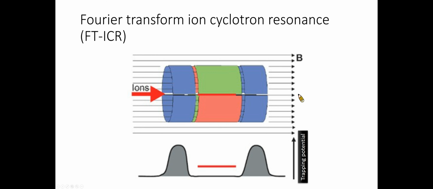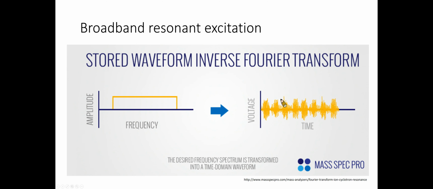Along the magnetic field lines, ions are trapped by an applied electric potential, while on a plane perpendicular to the magnetic field lines, ions are trapped by the magnetic fields. In the previous slide, resonance excitation only addressed the excitation of a single mass-to-charge value through the application of a single frequency sine wave on the excitation electrode.